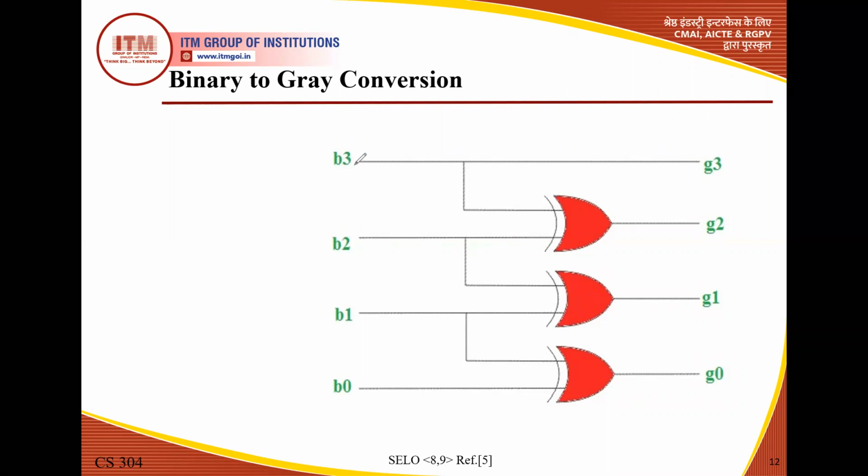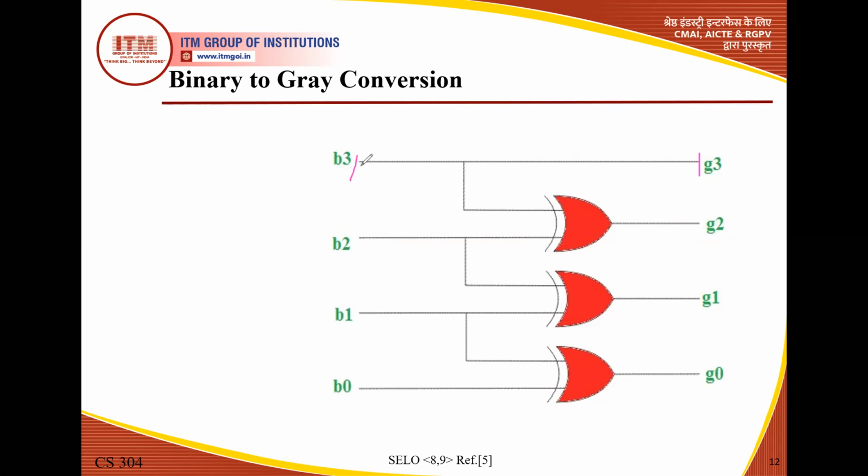Here B3 is replaced as it is by G3. This is the position of the MSB. So we can say the MSB in both codes is the same, as it is replaced. Then this is the XOR gate. We mentioned in the prerequisites that we need knowledge of the XOR gate. When bits B3 and B2 are XORed in the first XOR gate, we produce the gray code bit G2. When we XOR B2 and B1, we have G1. And then we XOR B1 and B0, and we have G0.